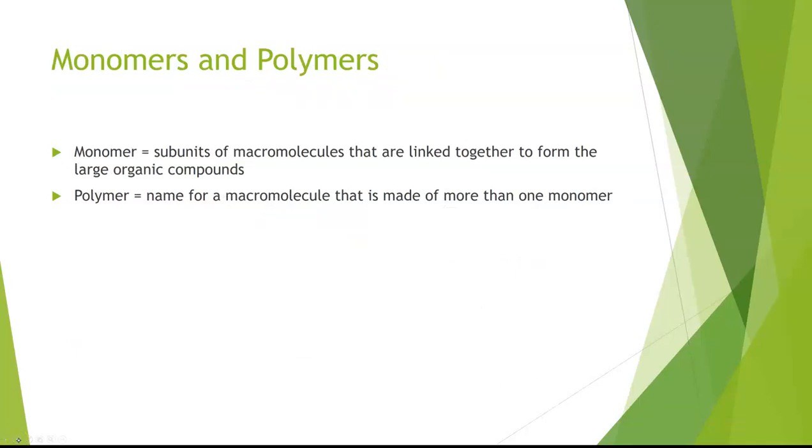A monomer is another vocab word that you need to know. A monomer is a smaller unit, a subunit of a macromolecule that is linked together to form the large organic compound. For each of the macromolecules that we're going to talk about, we will specifically talk about what the monomer of that particular molecule is. And the polymer is just the name for any macromolecule that is made of more than one monomer.